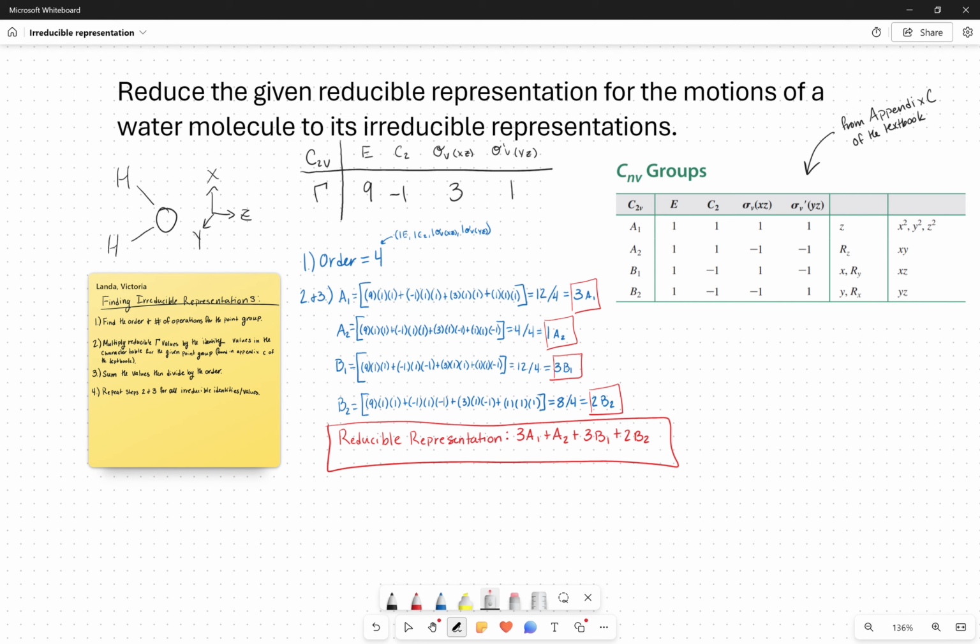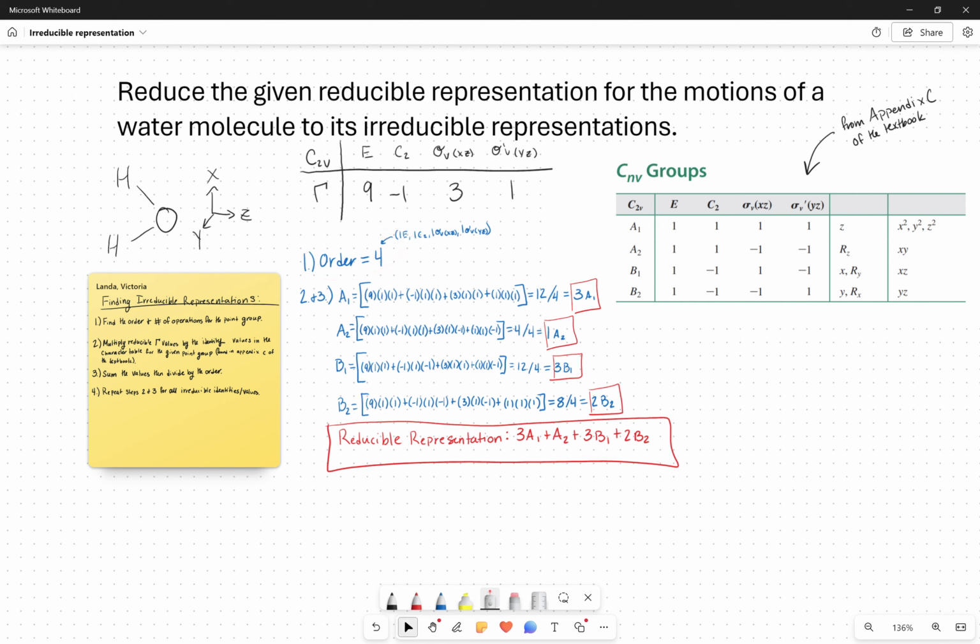Now, to find an irreducible representation, we need a couple things. First, we need to find the order, which is the number of operations for the given point group. So we can see from our reducible representation that we have 1 E operation, 1 C2 operation, 1 sigma V operation, and 1 sigma prime V operation. So together that means we have 4 operations, which gives us an order of 4. Now, why does this matter?